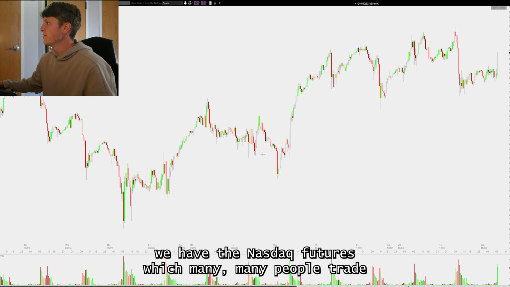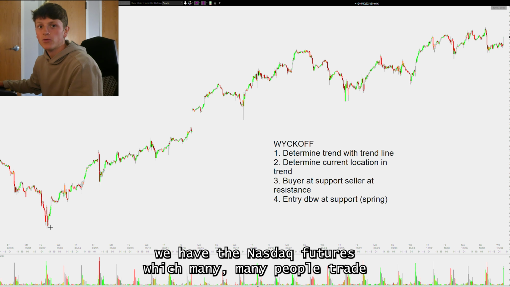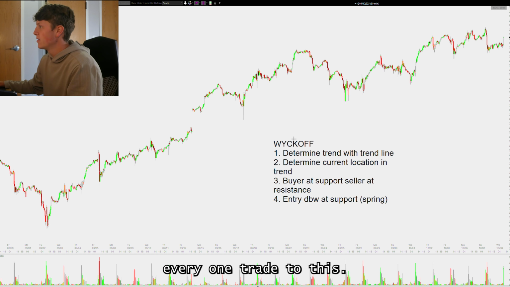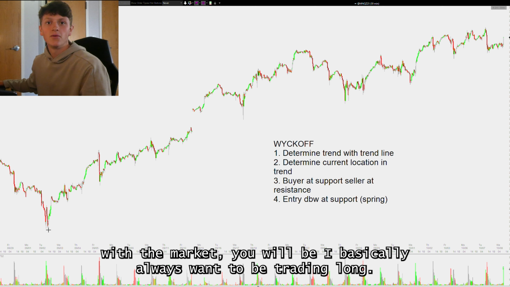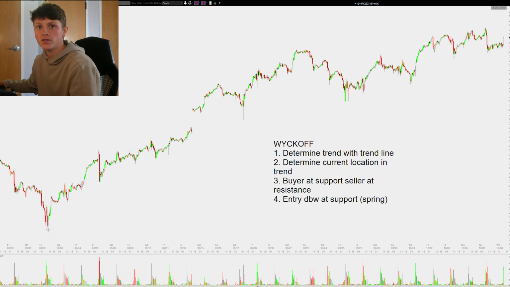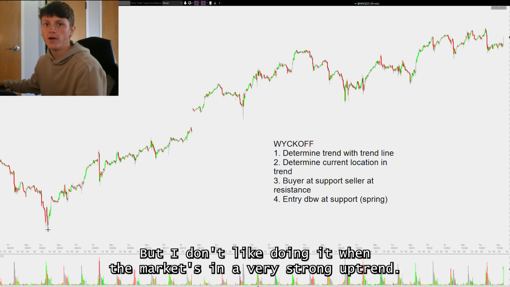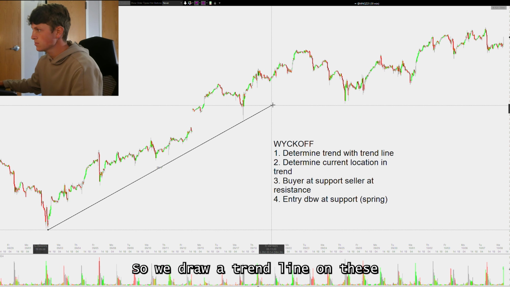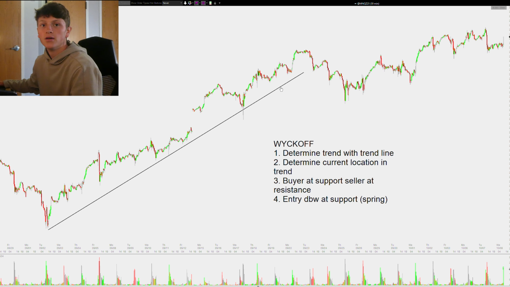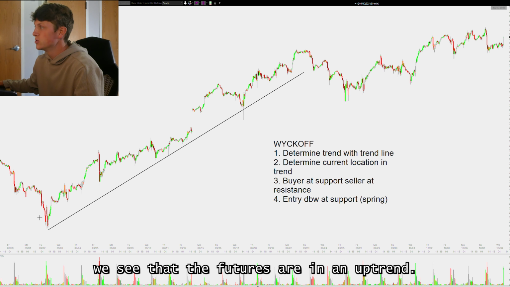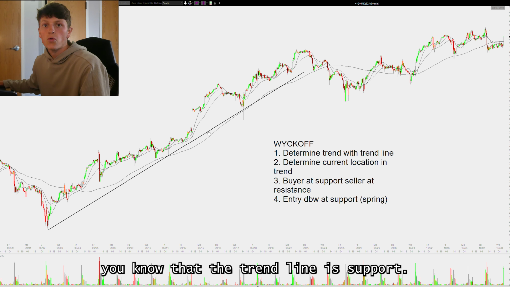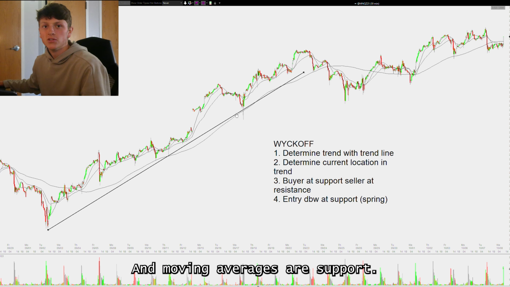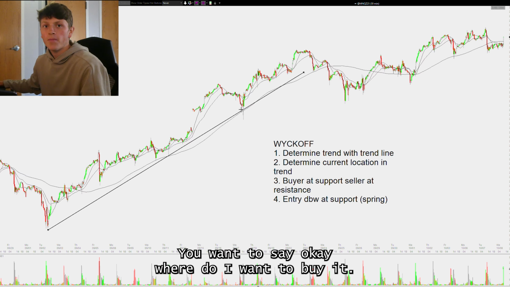So right here we have the NASDAQ futures, which many people trade. Everyone trades this. And right here I define Wyckoff, his strategy. So you determine the trend with the trend line. When we're in an uptrend with the market, I basically always want to be trading longs. This strategy does work for shorts as well, but I don't love doing it when the market's in a very strong uptrend. So we draw the trend line on these swing points here. We see that the futures are in an uptrend. Once you know that the futures are in an uptrend, and you know that the trend line is support and the moving averages are support, you want to say, okay, where do I want to buy at? I want to buy at the support.